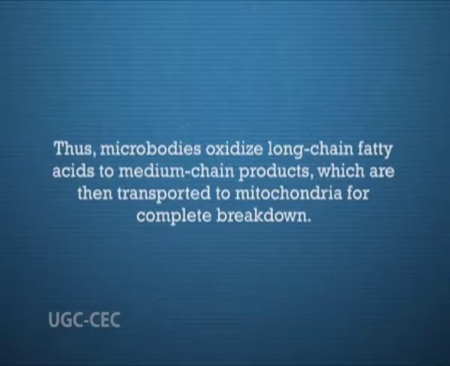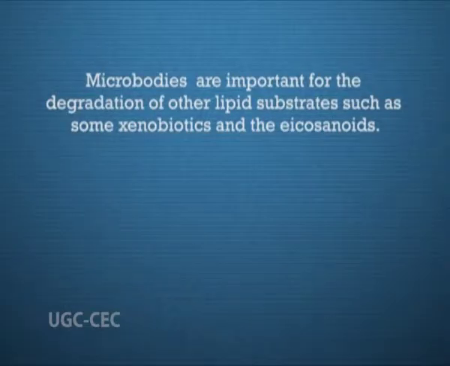In fact, in liver, it seems that mitochondria and microbodies collaborate in overall fatty acid oxidation. Thus, the microbodies oxidize long-chain fatty acids to medium-chain products, which are then transported to mitochondria for complete breakdown. In this way, very long-chain fatty acids, such as erucate, which are poor substrates for mitochondria, can be catabolized. Microbodies are important for the degradation of other lipid substrates, such as some xenobiotics and eicosanoids.